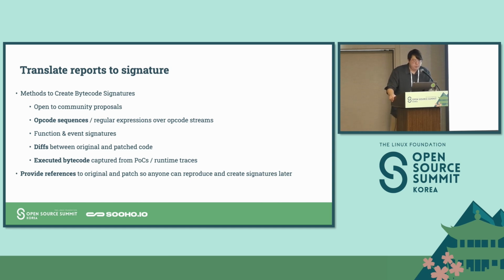For every signature we generate, we also store links or references back to the original report and patches, so anyone can reproduce how the signature was derived. That provenance is what makes the whole process auditable.